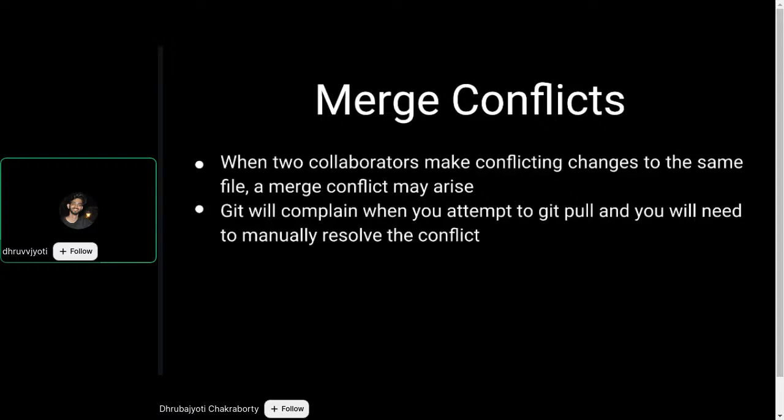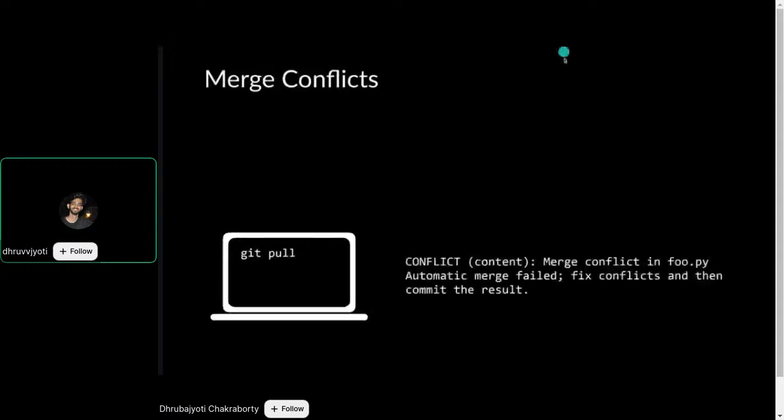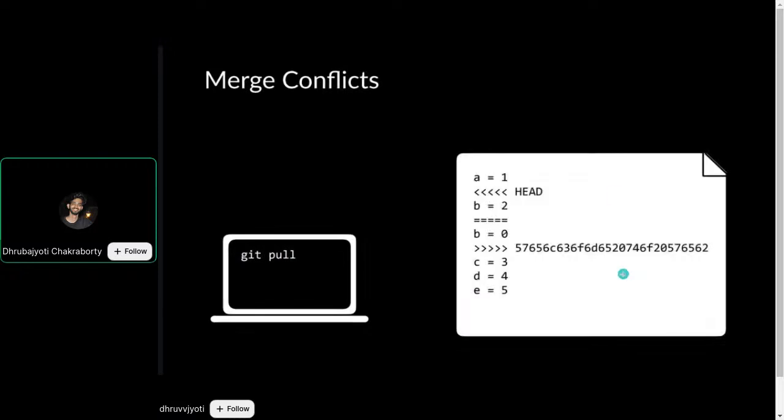So in case of merge conflicts, you do a Git pull, and you will get a message showing conflict content: merge conflict in foo.py, automatic merge failed, fix conflicts, and then commit the result. So if you say Git pull right now, it will not work, because Git is not able to understand which one is the actual code that it should track, right? So let's say in case of merge conflict, this is what it will look like.